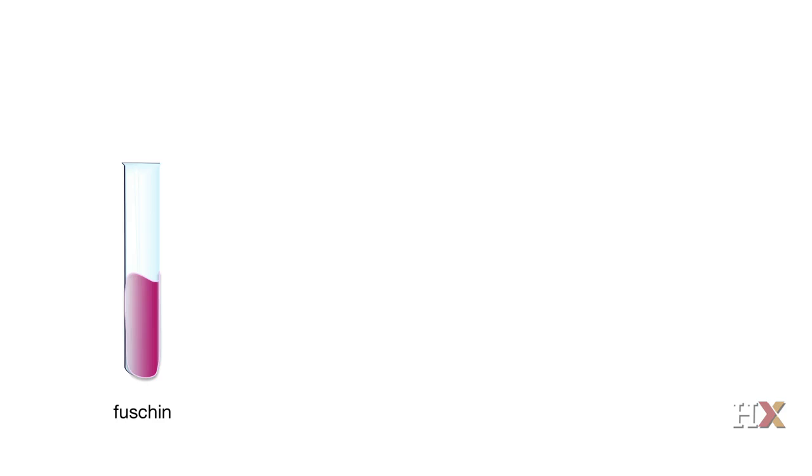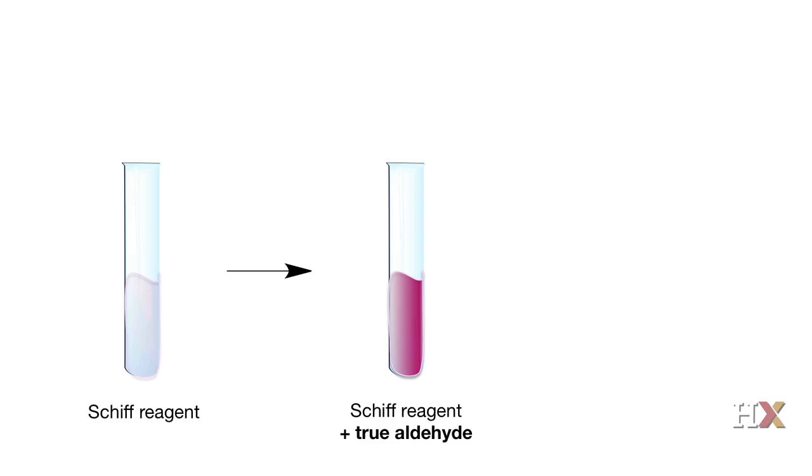Molecules that have a highly reducing aldehyde group are characterized by a very specific reaction called the Schiff reaction. In this reaction, a reagent called the Schiff reagent has been first discolored with sulfur dioxide. And when placed in the presence of an aldehyde, this Schiff reagent is recolored and turned pink again.